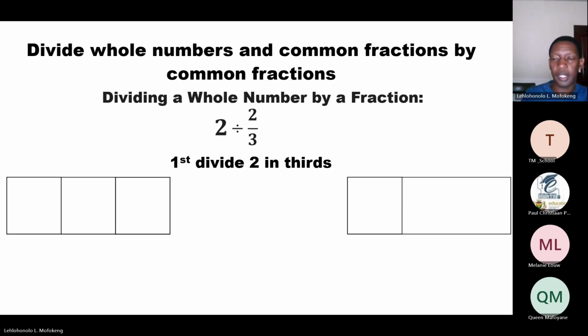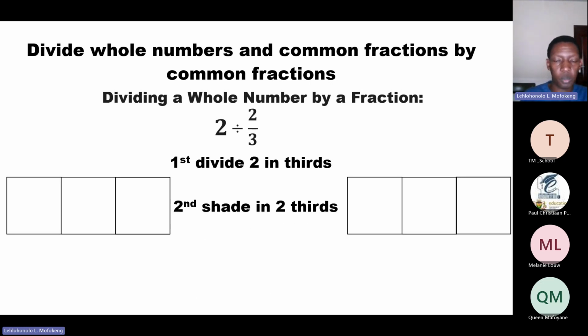Again, we divide by thirds. That is 2, and then we are having the third third. So in other words, we are having how many thirds? This is 6 thirds. So at this stage, we have actually divided this two in thirds, not in 2/3, in thirds. So let's continue.